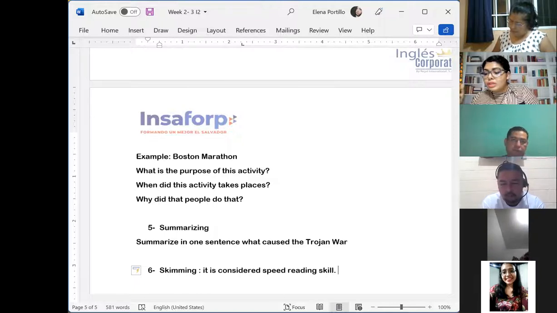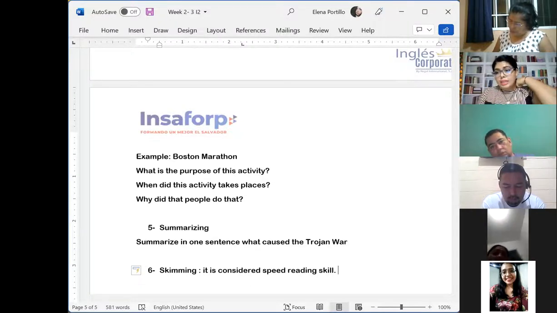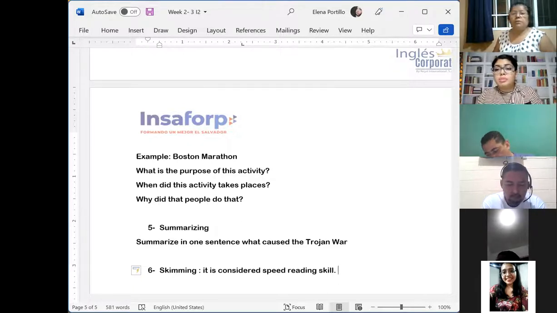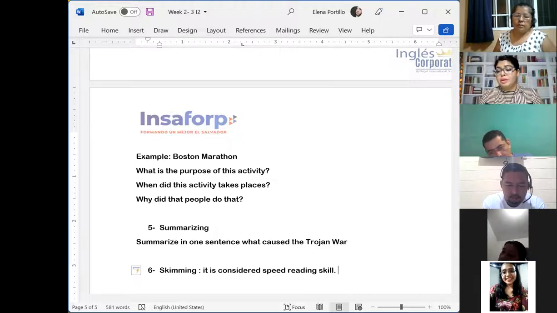So imagine that you have a newspaper and you have 5 minutes to read the whole newspaper. And then they ask you, which ones do you remember? In this case, you are not going to read everything because there are news that are not important. So you have to read and find what are the most interesting stories on the newspaper.